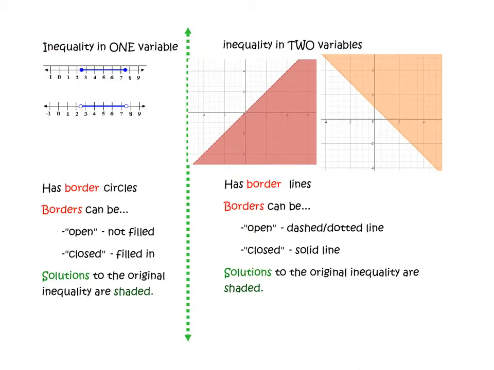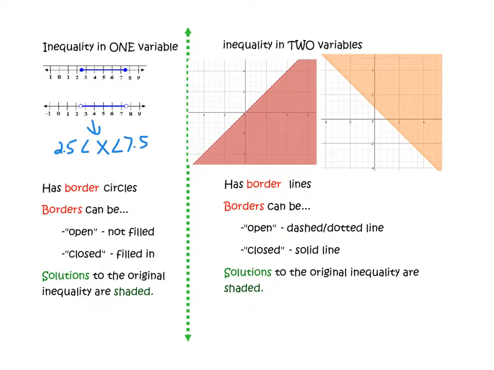variable. For instance, this graph here is the inequality of all the x's that are in between 7.5 and 2.5. So this is an example of an inequality with just one variable. There's only x's, so we just have one axis and we shade.